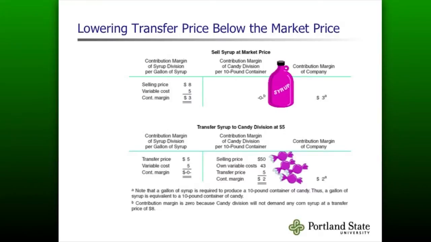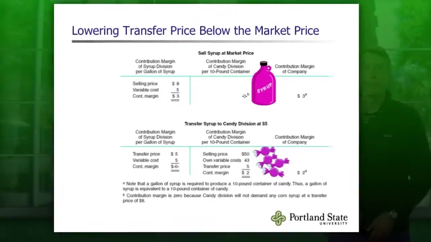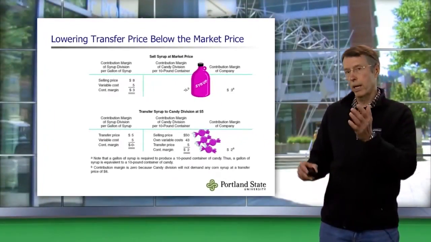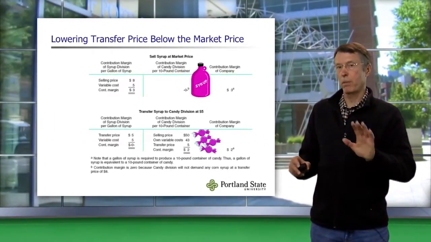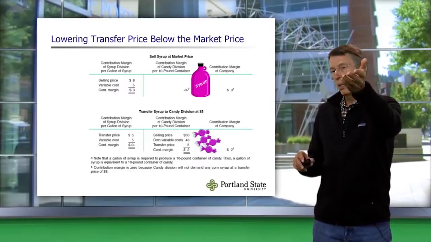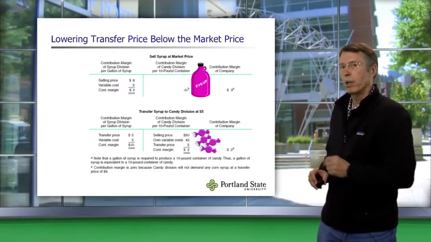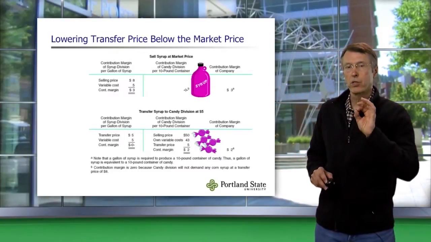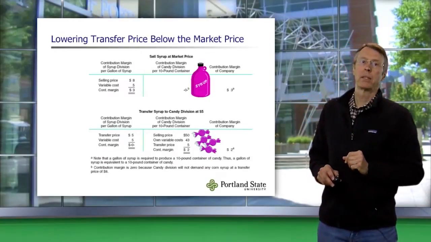I'd invite you to play with this and look at what's really happening here and what the incentives are for the syrup division and the candy division, and what kind of behavior that leads to. We're going to look at a company this week called Birch Paper Company in our case analysis that has a situation very similar to this syrup and candy company.